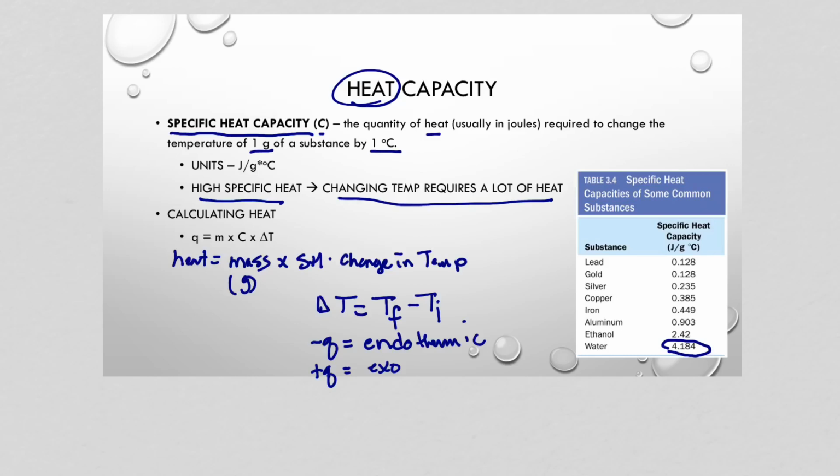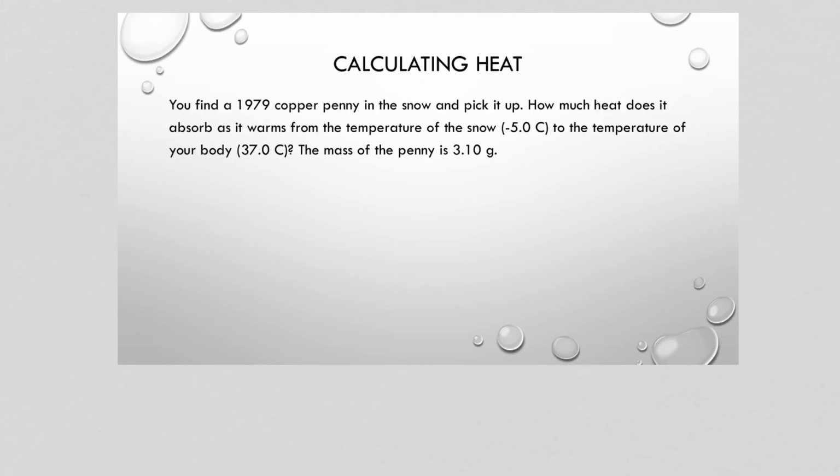So let's do a sample calculation here. In this problem, we find a 1979 copper penny. Now, the year is important there because in 1979 pennies were solid copper. In the snow, we pick it up, and we want to know how much heat it absorbed as it warms from -5 degrees Celsius to 37 degrees Celsius. And we're told that the penny weighs 3.10 grams.